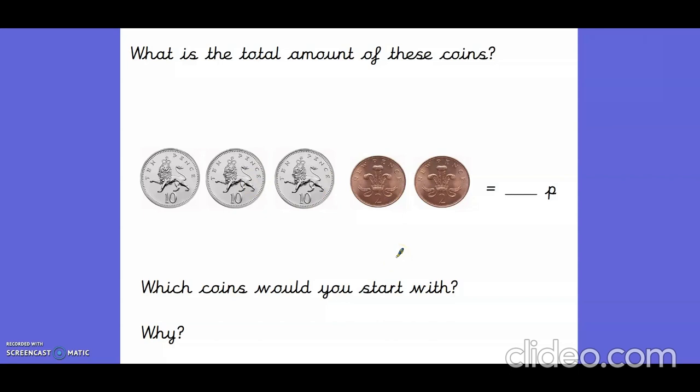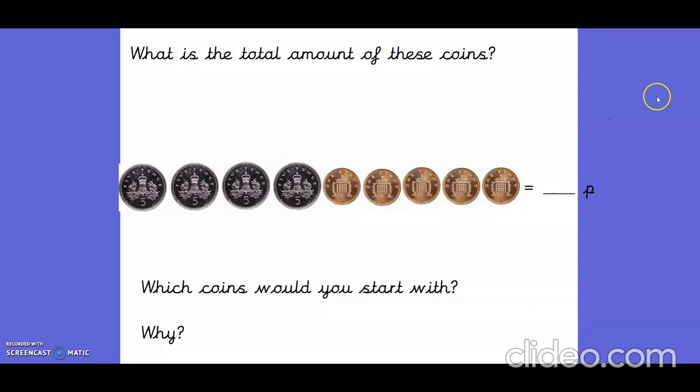I would start counting the silver coins first because they're the largest amount of money and we can count up in tens. Let's count. 10, 20, 30p. I'm just going to put 30p here to remind me. And then I've got 2p coins, 2, 4p. So 30p add 4p is 34p. Well done.